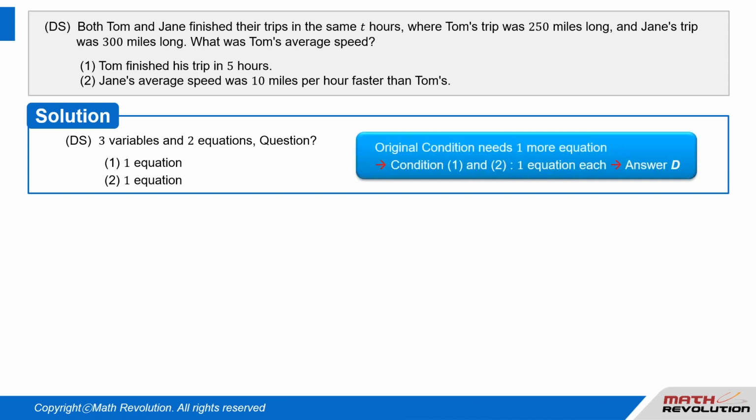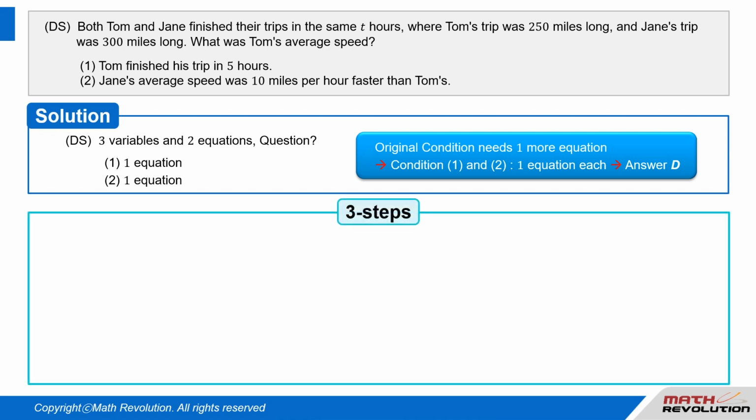We know that each condition would usually give us an equation, and since we need 1 equation to match the number of variables and equations in the original condition, the equal number of equations and variables should logically lead to answer D. Let's apply the 3 steps suggested previously.